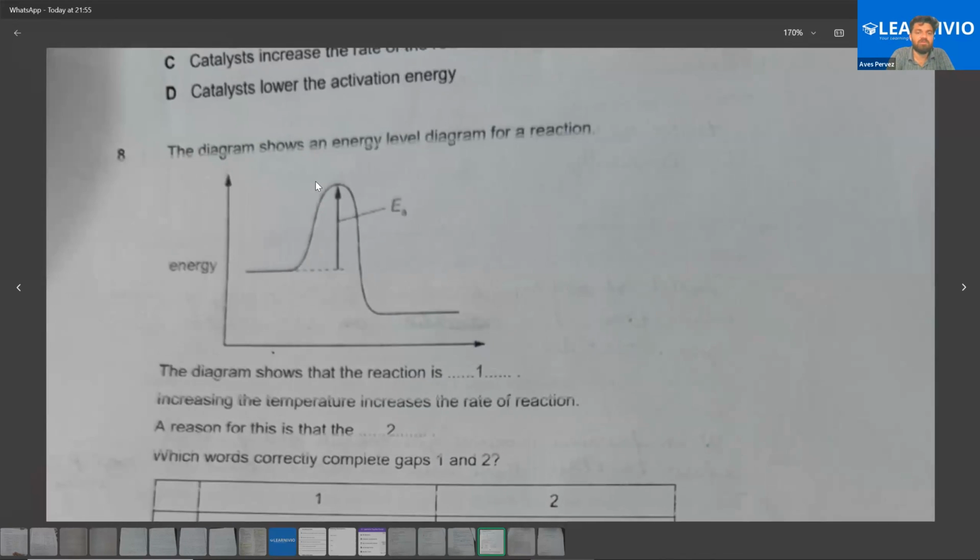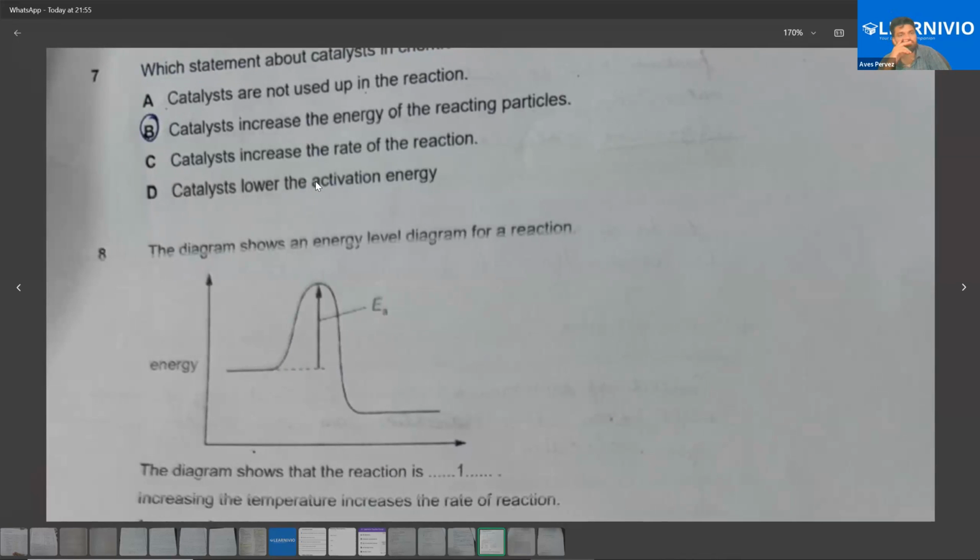Which statement about catalyst in this reaction is not correct? It's statement B. Catalysts are not used up in the reaction. That is correct. A catalyst increases the rate of reaction. That is correct. A catalyst lowers the activation energy. That is correct. A catalyst increases the energy of the reacting particles. That is the only wrong one. So B.